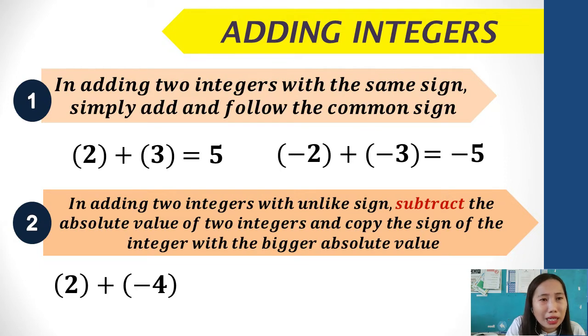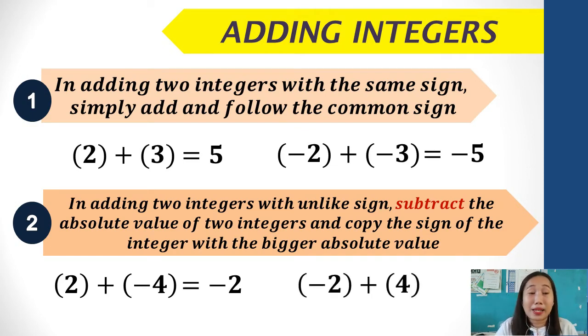Tapos, i-follow mo lang daw yung sign ng integer na may mas malaking absolute value. So, ano ba yung mas malaki dito? 2 o 4? Di ba si 4? Ano yung sign ni 4 dito sa ating equation? Ang sign niya is negative. So, i-follow natin si negative. So, ang sagot natin magiging negative 2. Okay? So, meron pa tayong isang example. Negative 2 plus 4. So, magkaiba na naman sila ng sign. Okay. So, ang gagawin natin, subtract lang yung absolute value ni 2 tsaka ni 4. So, 4 minus 2, magiging 2. Ano yung sign ng mas malaki sa kanila? Positive, di ba? Kasi positive si 4. So, ang sagot natin ngayon, magiging positive 2.